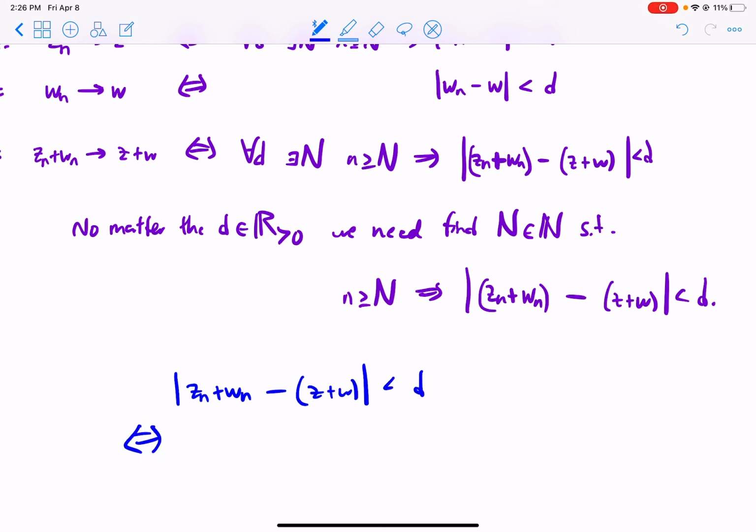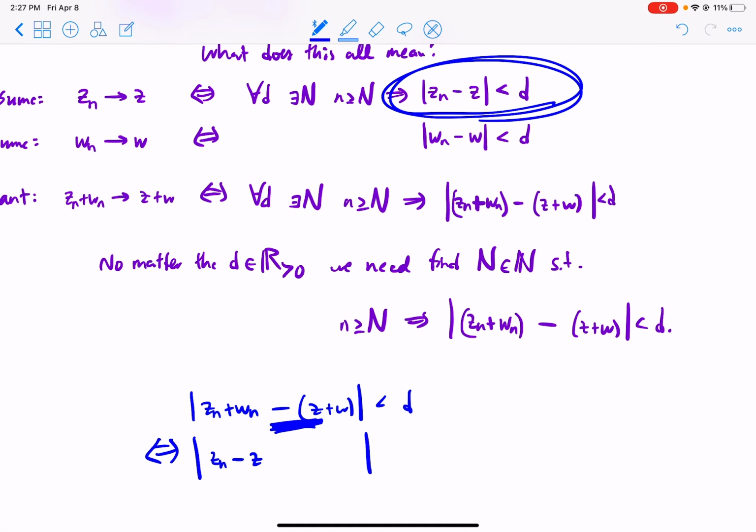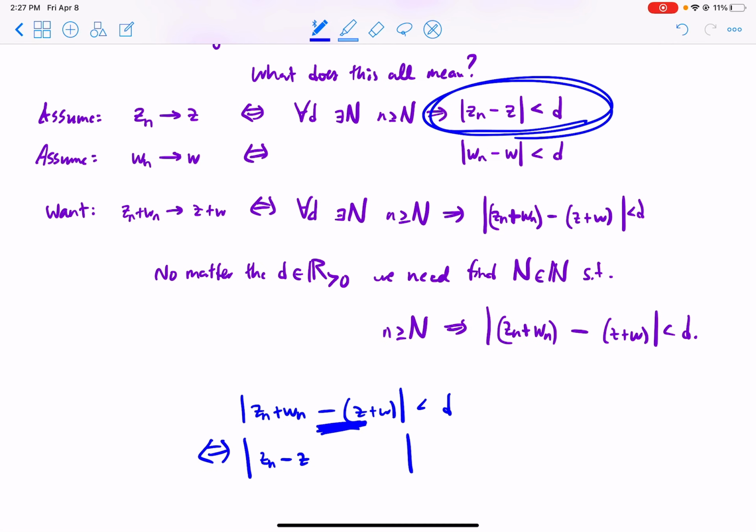That is true if and only if, and now I'm going to rearrange, Zn minus Z, so the minus Z I'm going to bring over to the Zn. Why? Because we have control over this. It was part of what we assumed to be true. Okay, and now the minus W, I'm going to put with the plus Wn.